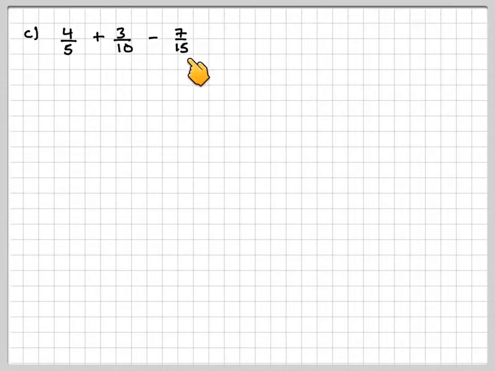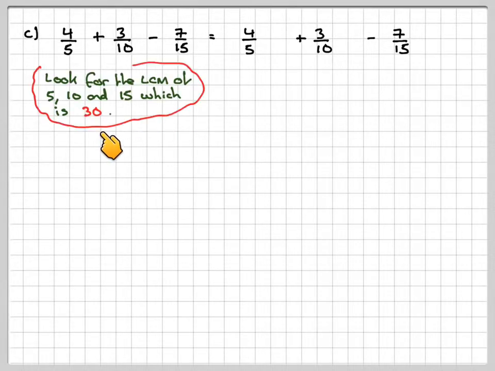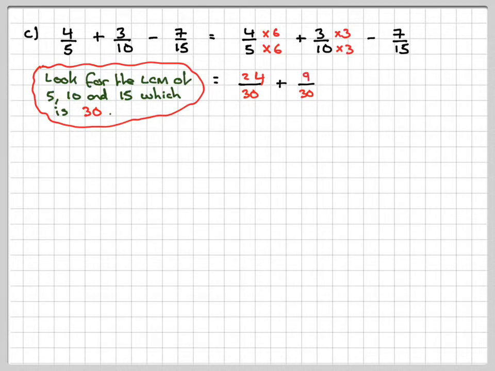This time we look at all 3 numbers and look for the lowest number which they all go into. So for the LCM, the lowest common multiple of 5, 10 and 15 is 30. So here I need to multiply that by 6. So 5 6s are 30, and then the same to the numerator. 4 times 6 makes 24. And then we need to multiply the 10 by 3 to get 30, and then the 3 by 3 to get 9.